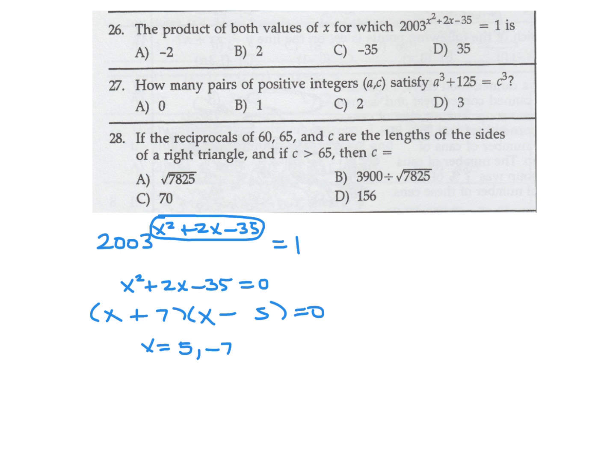And what are they saying? The product of both values. So we have to find the product. So the product, P, is 5 times negative 7, and that is negative 35. So negative 35 is the answer, and therefore that would be C.